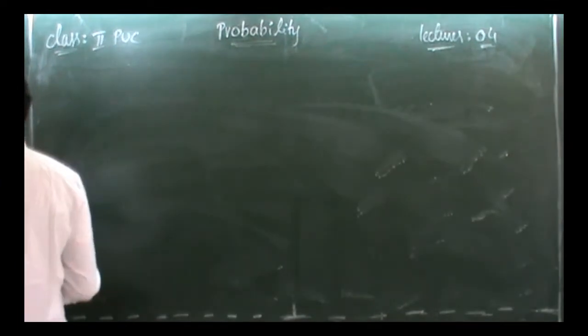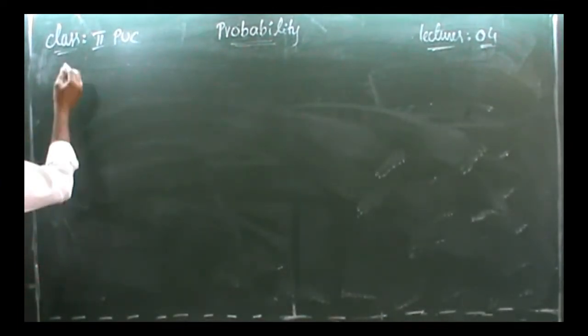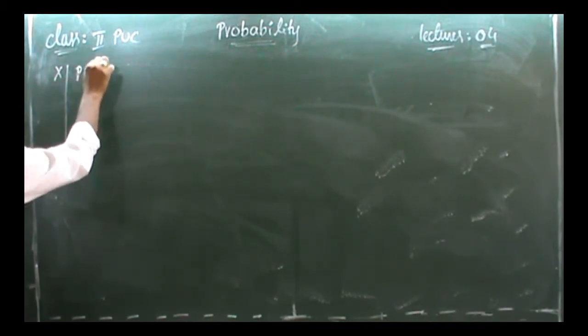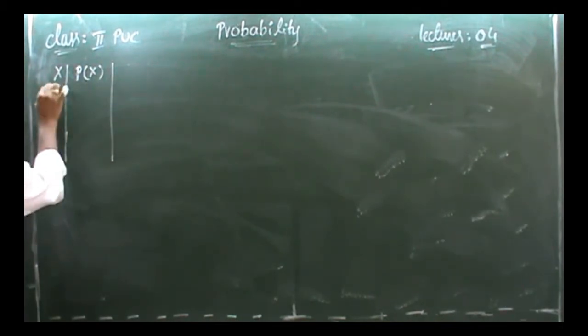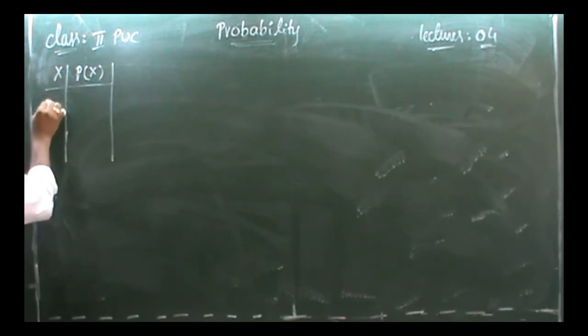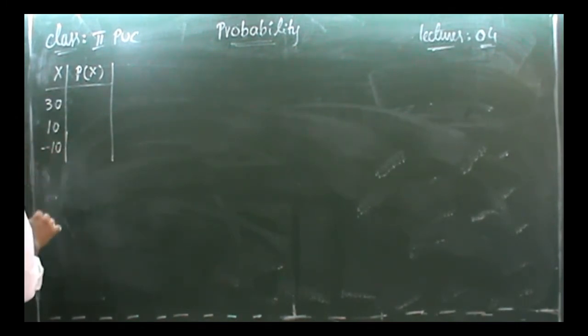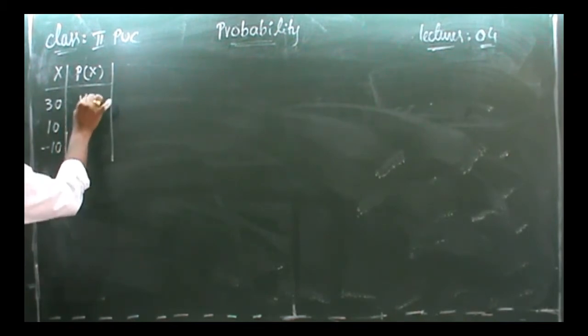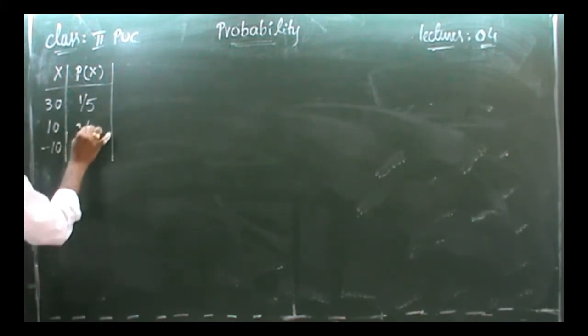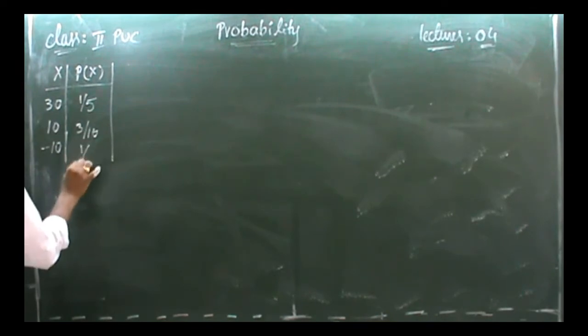Now the question is: x and p of x are given. The x values are 30, 10, minus 10 and the p of x values are 1 by 5, 3 by 10 and another value is 1 by 2.